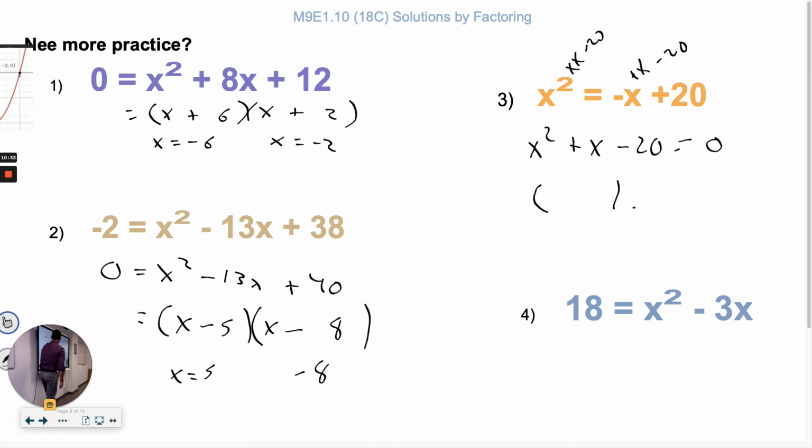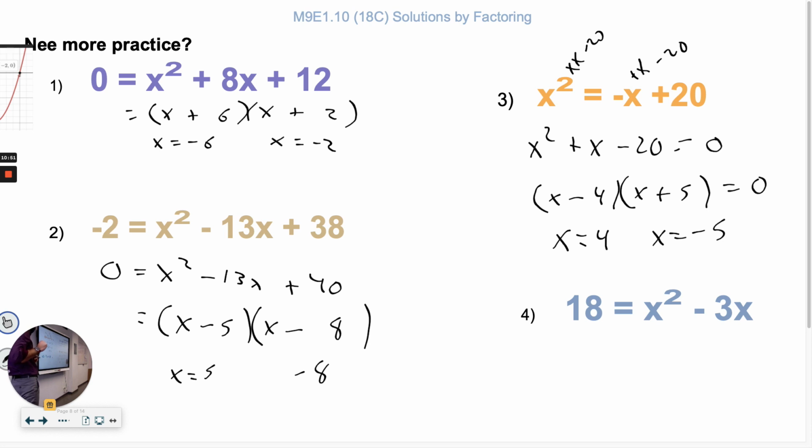What, 4 and 5? Oh, but careful of the signs. So 4 and 5, it doesn't matter which order they go in, as long as the bigger, the 5's with the plus, the 4's with the minus. So your solutions are 4 and negative 5. Ah, careful with the fussy negatives.